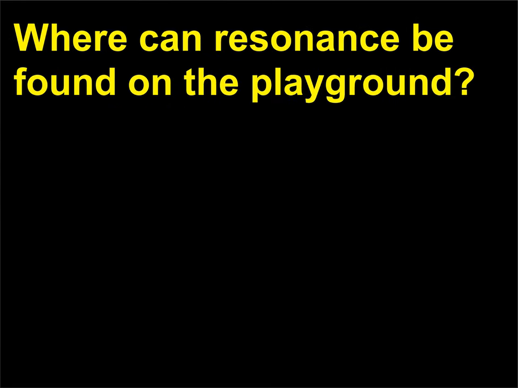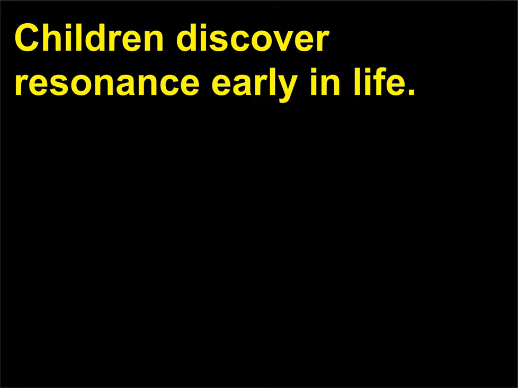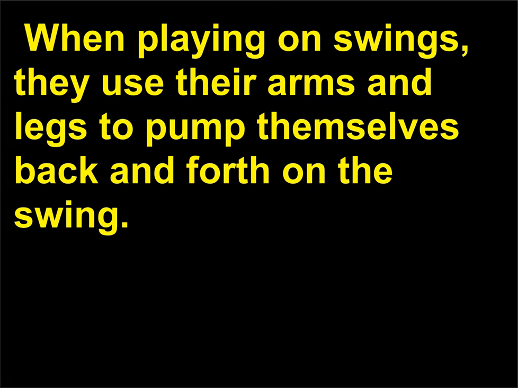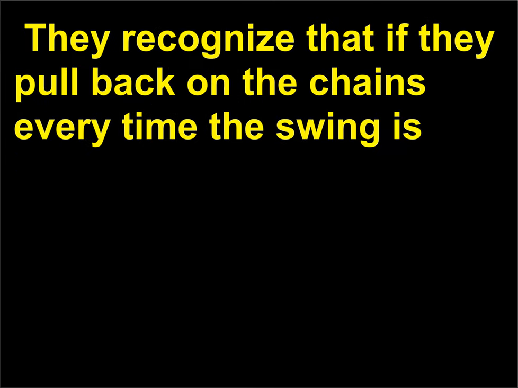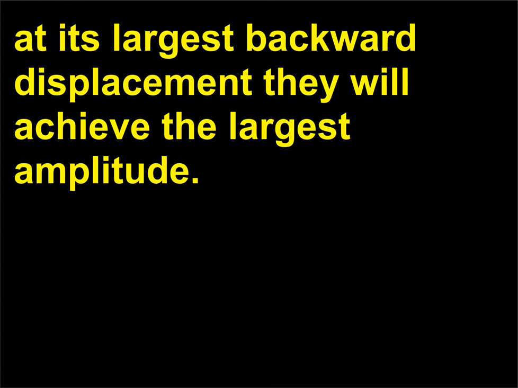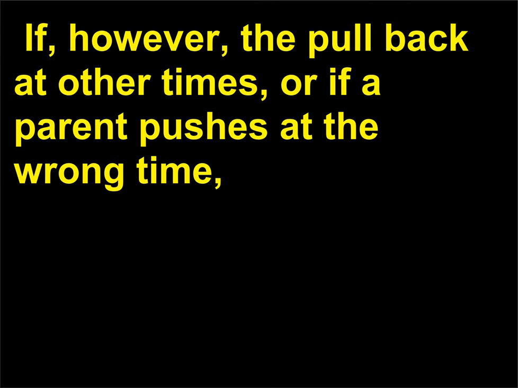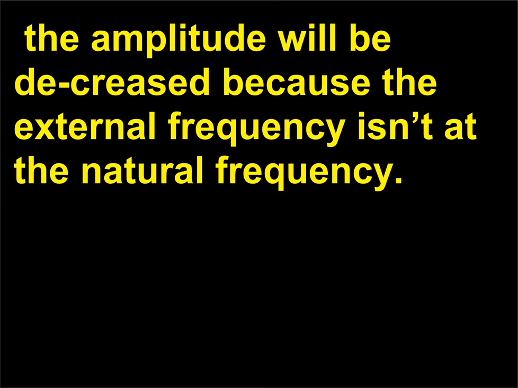Where can resonance be found on the playground? Children discover resonance early in life. When playing on swings, they use their arms and legs to pump themselves back and forth on the swing. They recognize that if they pull back on the chains every time the swing is at its largest backward displacement, they will achieve the largest amplitude. If, however, they pull back at other times, or if a parent pushes at the wrong time, the amplitude will be decreased because the external frequency isn't at the natural frequency.